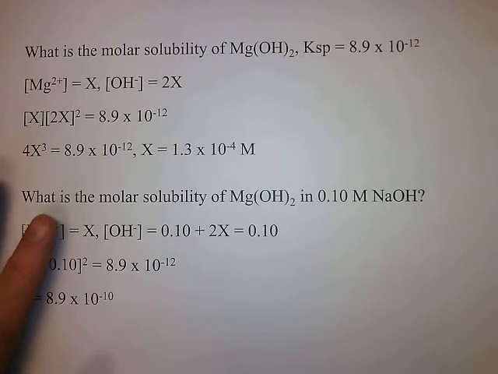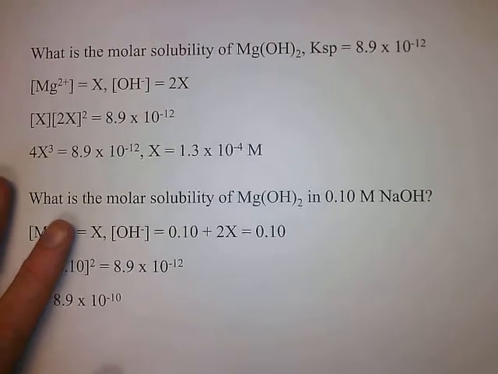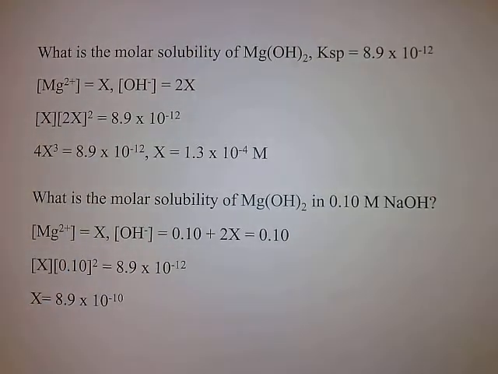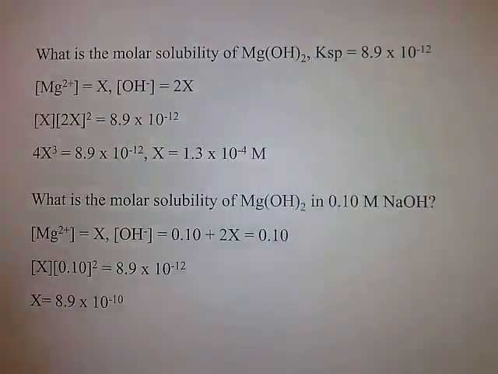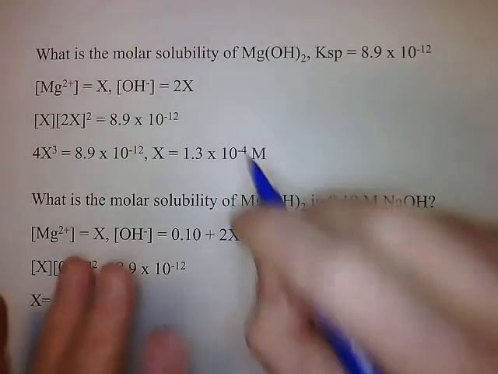So let's work one more example here. A second example of the common ion effect. And let's talk about magnesium hydroxide. Okay, magnesium hydroxide has a KSP of 8.9 times 10 to the minus 9. So let's first calculate the molar solubility of magnesium hydroxide. Right. So that's going to dissociate.